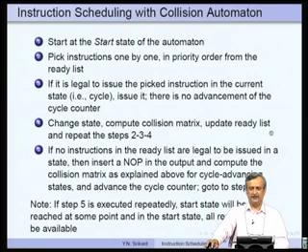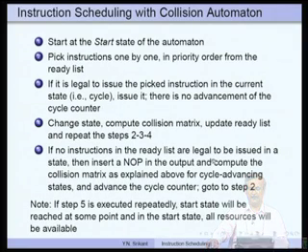Now, you must update the ready list, because once this instruction is issued, its successors become eligible to be issued, and repeat steps 2, 3, 4. This goes on, but if no instructions in the ready list are legal to be issued in a state, then we insert a no op in the output and compute the collision matrix as we explained for the cycle advancing state, that is left shifting of the column. Now, we also advance the cycle counter. Why? And go back to step 2.